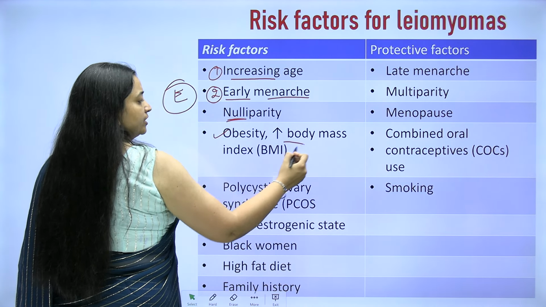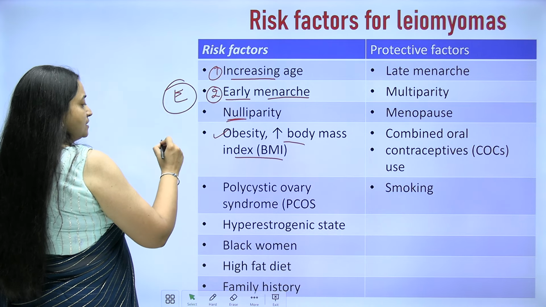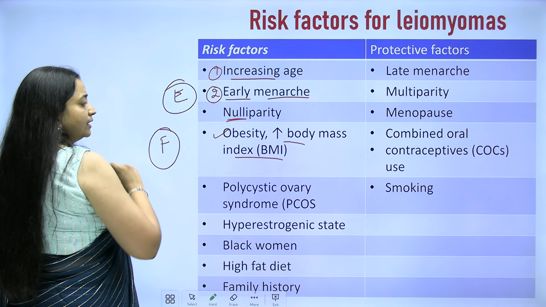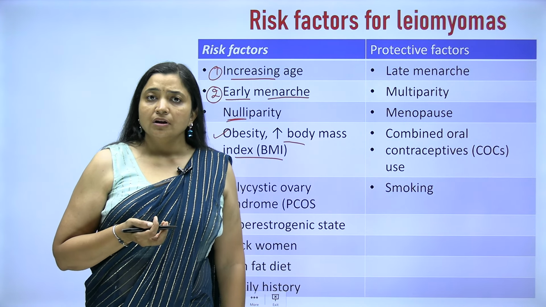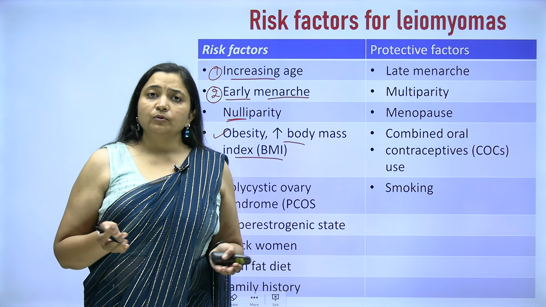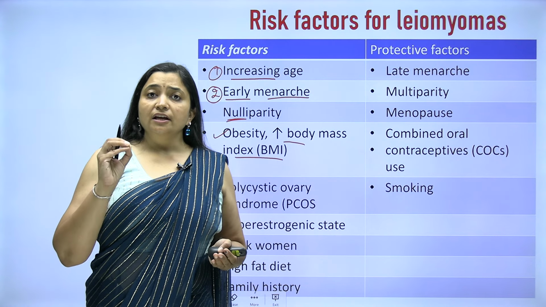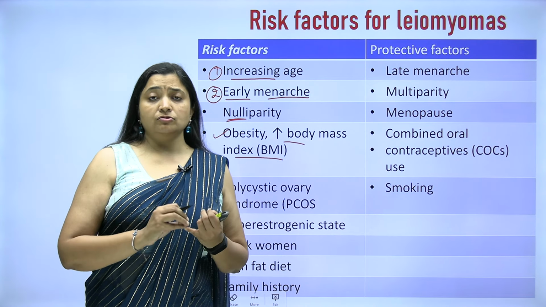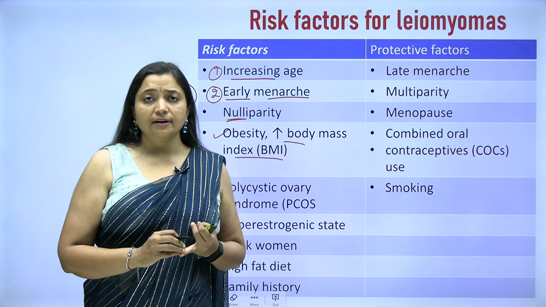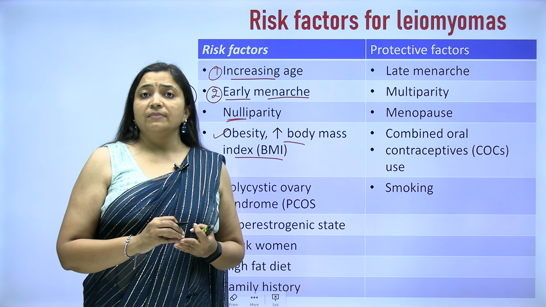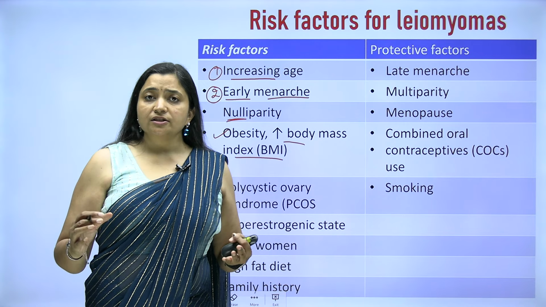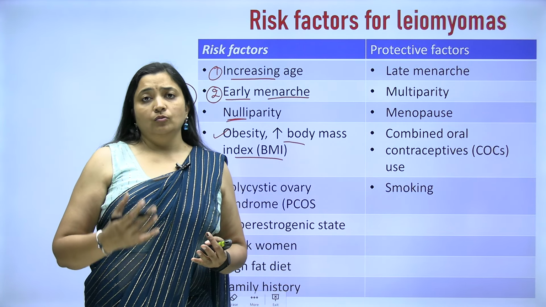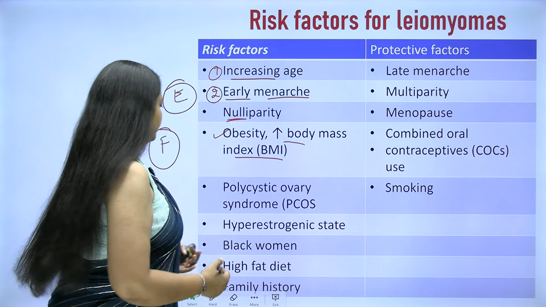Obesity and increased body mass index means increased fat in the body, and we know the peripheral conversion of estrogen. So in the peripheral adipose tissue, estrogen is formed. So in cases of obesity, polycystic ovarian disease, increased body mass index, there are hyperestrogenic states, more estrogen in the body, so more chances of making a fibroid.